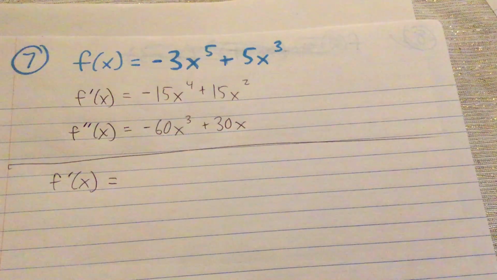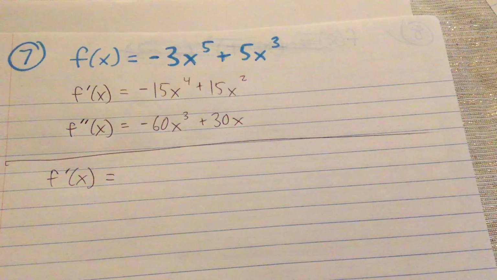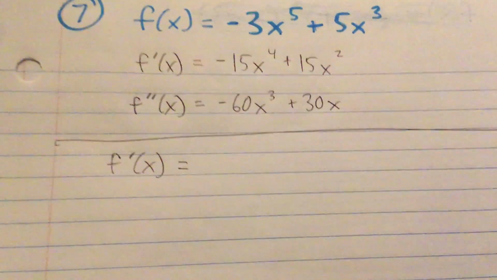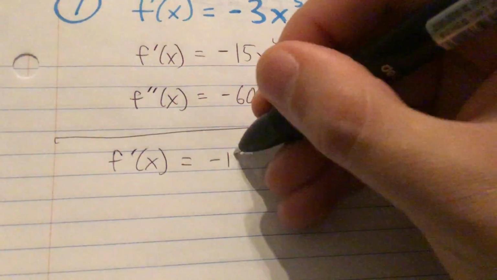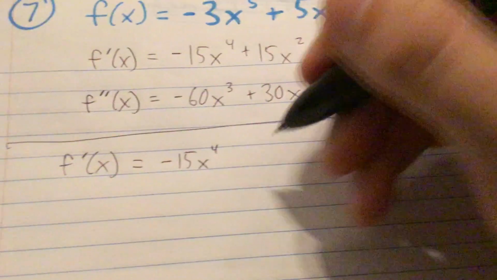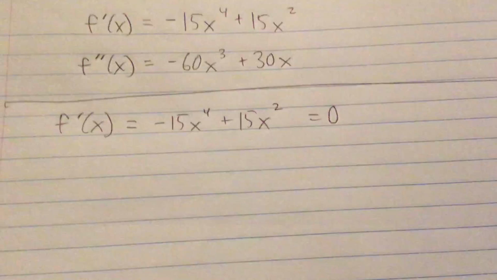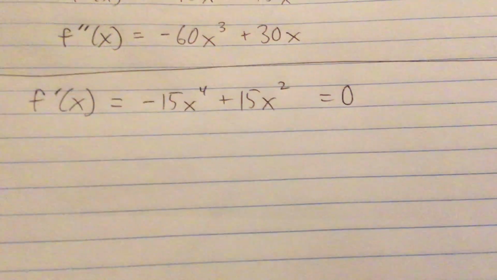I just want to see. So this one is going to be fun. So let's set f prime of x, which is -15x to the 4th plus 15x squared, equal to 0, and let's see what we can do.